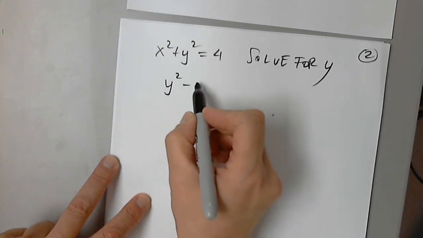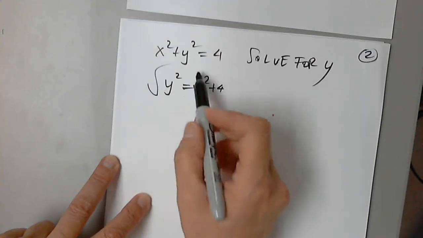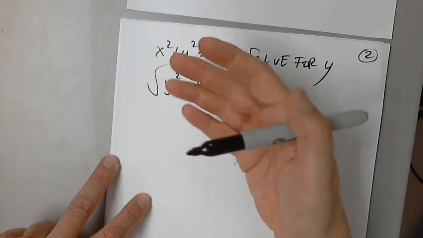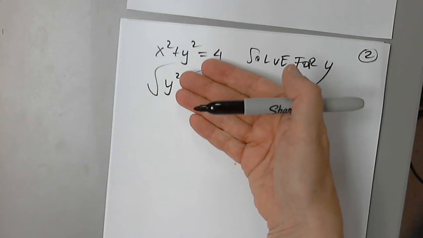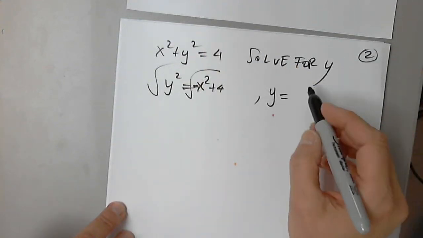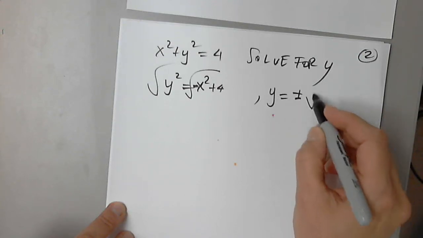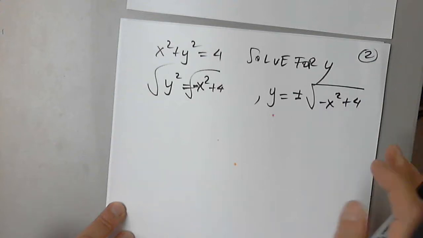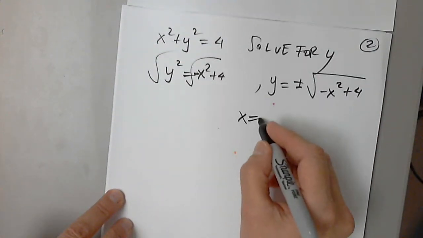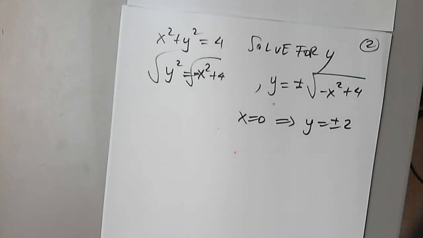So then we have y squared equals negative x squared plus 4. We take the square root. First of all, how many solutions do we have to get? 2. Of course. So we get y equals plus or minus the square root of negative x squared plus 4. It's sufficient to say when x is 0, I get y equals plus or minus 2. It's sufficient to just show one x value for which we get 2 y values.